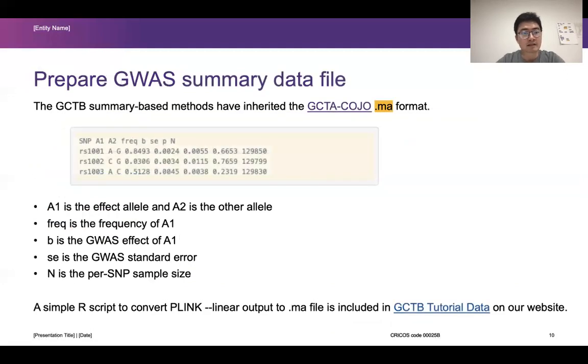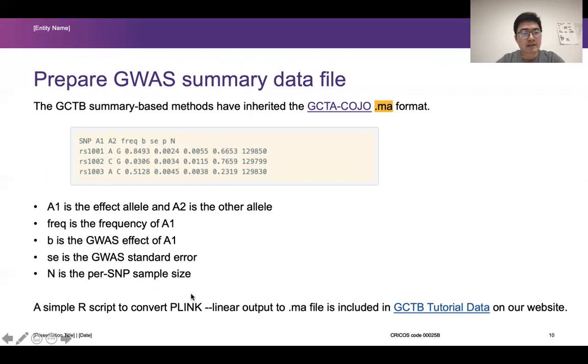So next, I first introduce how we prepare the GWAS summary data file. GCTB uses the same summary data file format as in GCTA COJO analysis, which is a text format file, including the SNP names, A1, A2, allele frequency for the A1 allele, GWAS effect size for the A1 allele, the standard error of the GWAS effect size, p-value, and the per SNP sample size. It is important to note that the GWAS effect sizes are for the A1 allele, which is the effect allele.